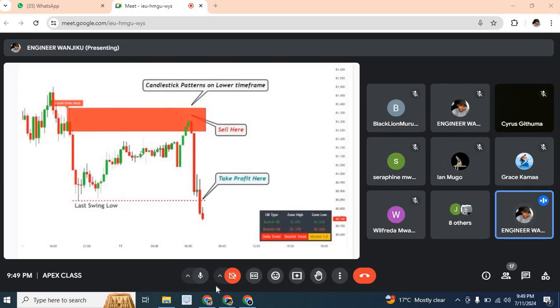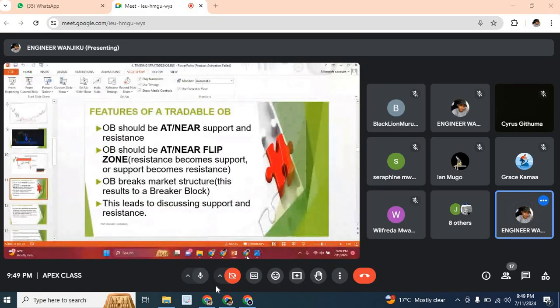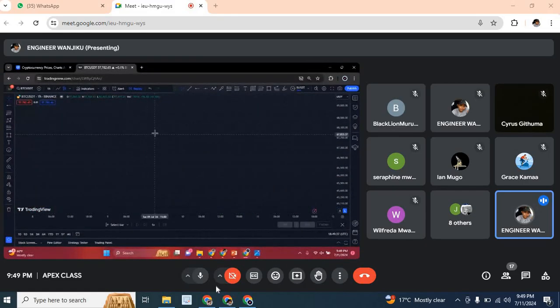Yes. Okay. So we'll go to features of a tradable order block. For us to say that an order block is tradable, it must be at or near the support and resistance levels. So what are support and resistance levels? Let me show right here.